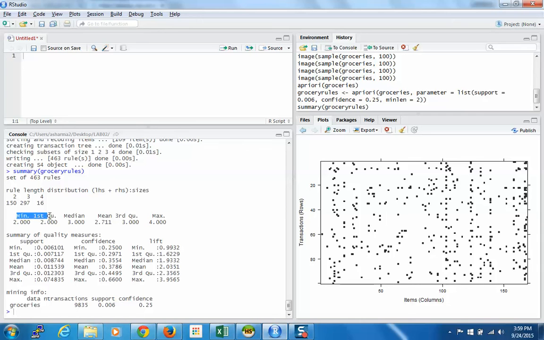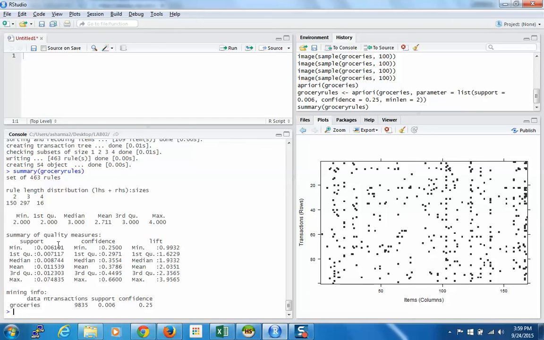And then there's the basic statistics of the distribution: the minimum is two item rules, and the maximum is four item rules. If we look at the median and the mean, they're around the same, 3 and 2.7. And then we got some statistics on the support, confidence, and lift across 493 rules.